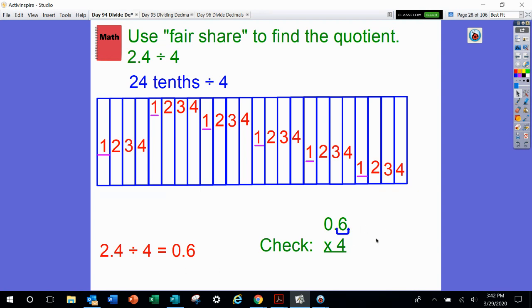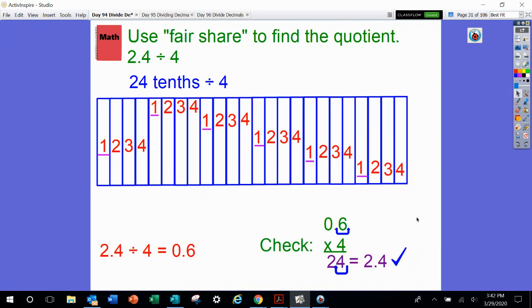6 times 4, that gives me 24. I have one number behind the decimal here, so I have one number behind the decimal here. Check. We got our goal of 2 and 4 tenths. Was that our answer? No. Our answer was 6 tenths. I was able to put 6 tenths into each of those 4 groups.